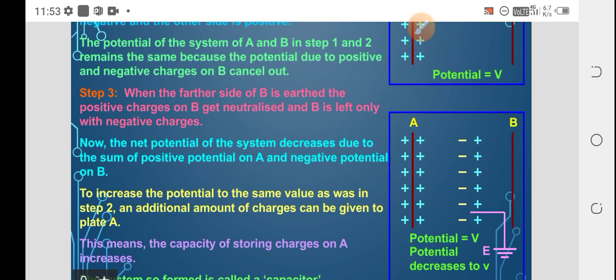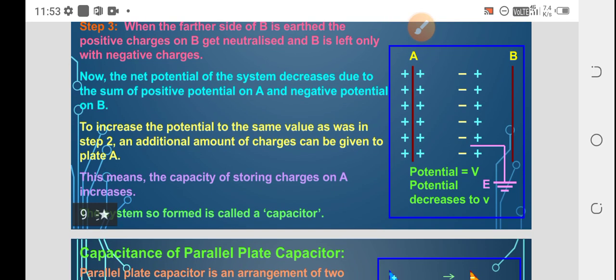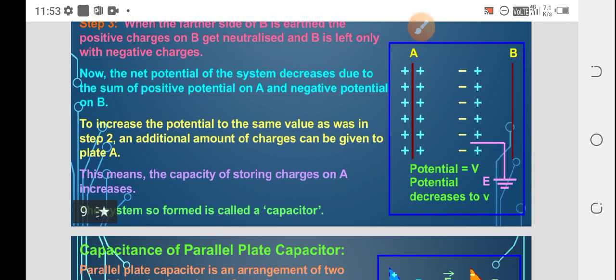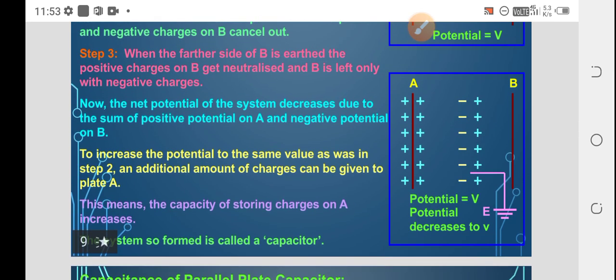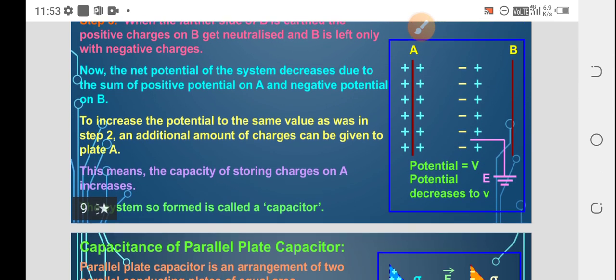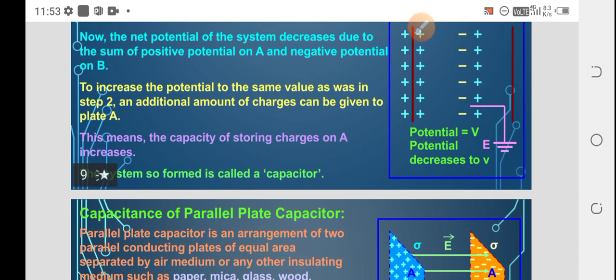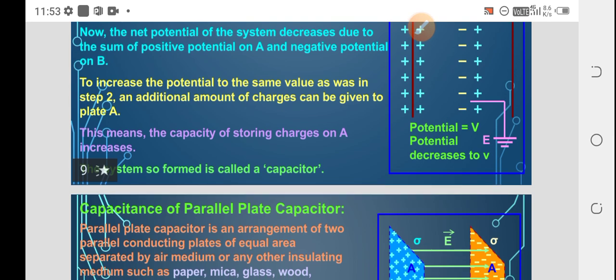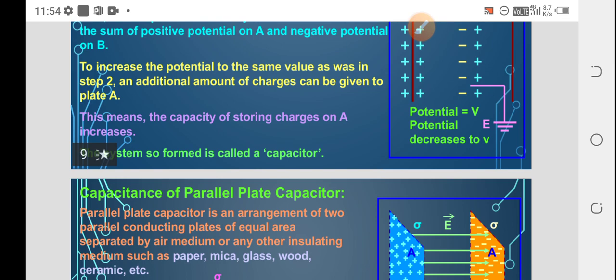So here the net potential of the system decreases due to the sum of the positive potential of A and the negative potential of B. To increase the potential to the same value as was in step 2, an additional amount of charge can be given to plate A. This means the capacity of storage. Here, what is capacity? The capacity of storing charges on A increases, and this is called a capacitor.